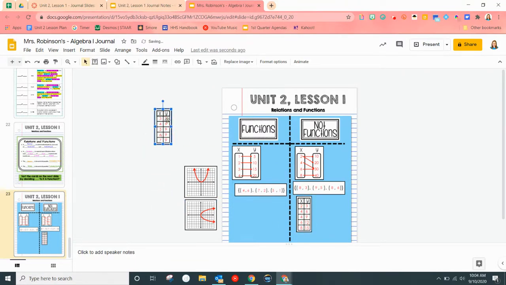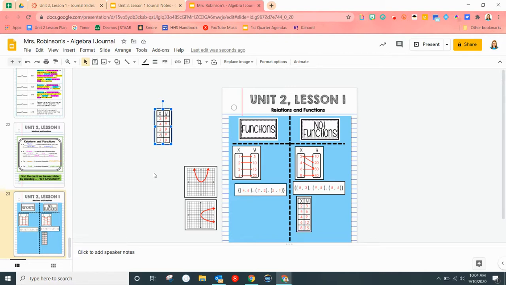Let's look at this table. 3 is paired with 9. 4 is paired with 9. 5 is paired with 9. 6 with 9. Okay, every single thing is paired with 9. Now, is that a problem for us?